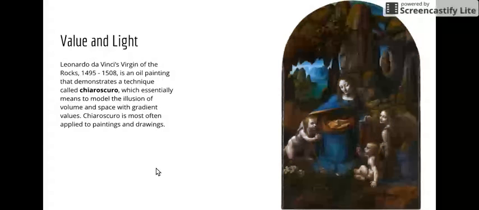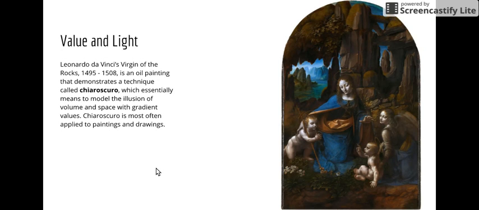Leonardo da Vinci's version of the rocks, painted back during the Italian Renaissance, is an oil painting that demonstrates a technique called chiaroscuro, which essentially means to model the illusion of volume and space with gradient values. Now, chiaroscuro is a traditional term that's often applied to paintings and drawings, and certainly we still use it today in drawing and painting classes. But you can see the lifelike and volumetric depictions of human forms with this technique.